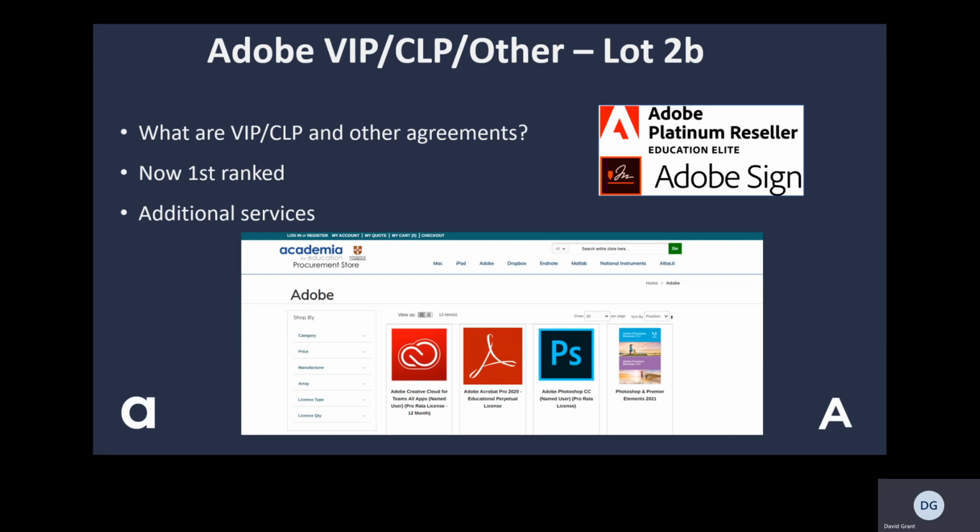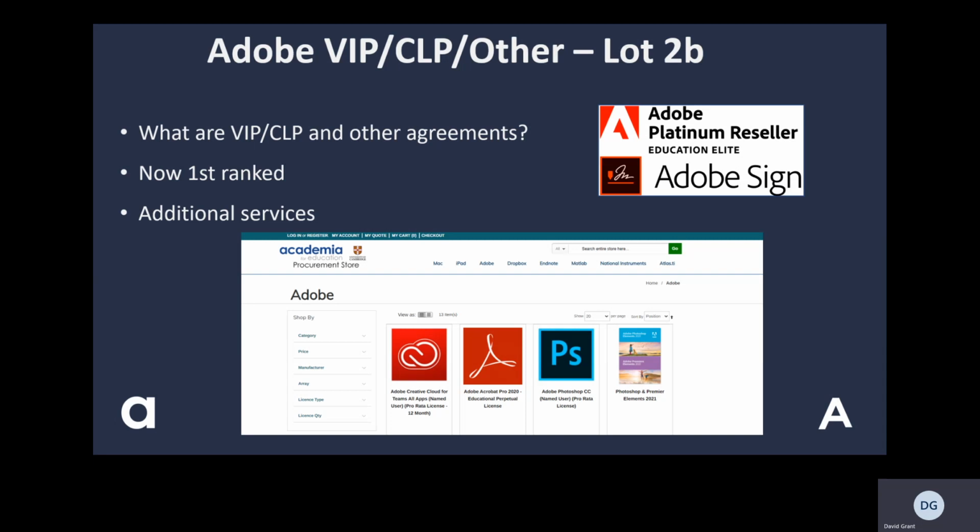Again, I mentioned on the previous slide, we have been Adobe's largest reseller for over 10 years. And historically, on the previous iteration of this framework, we were not first ranked for VIP. We were for ETLA, but not for VIP. So we expect this new string to our bow to only further consolidate our strengths with Adobe in the sector. And for VIP in particular, we can provide additional services, or VIP and CLP in particular.